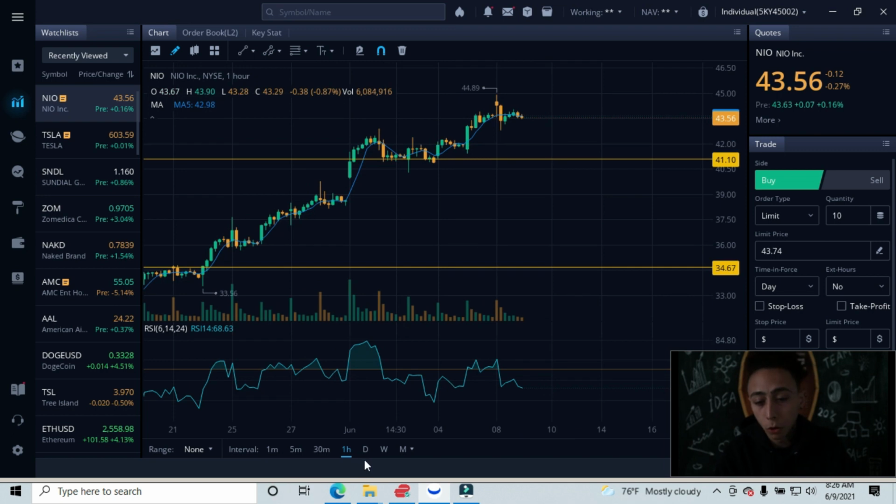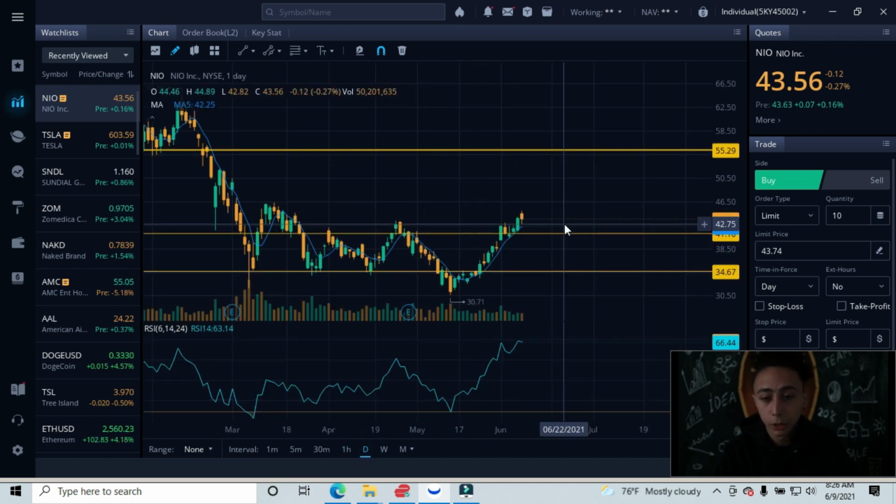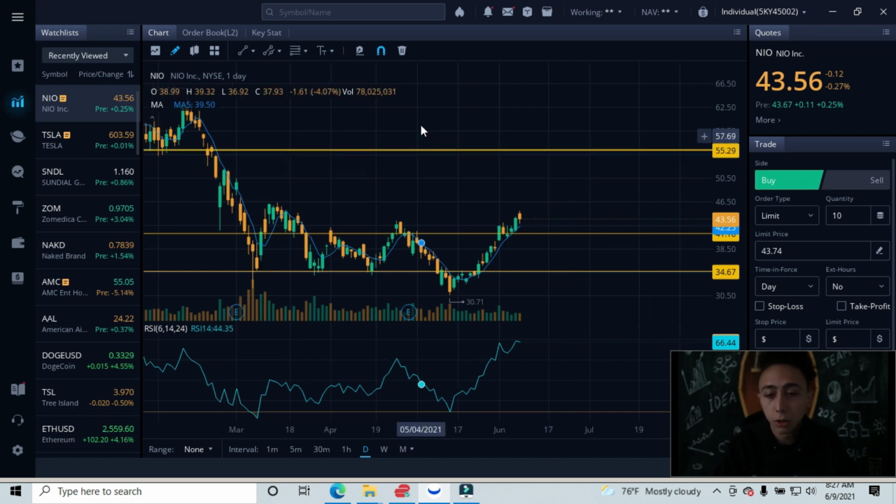Let's go over the targets real quick. So your first target, if you're day trading, is probably going to be around the 46, 43 area. If you're swing trading and holding more long term, it's going to be obviously a lot higher. So it'll probably be back up here at the 55, 46 area, you guys. So I just wanted to make this very short and sweet.